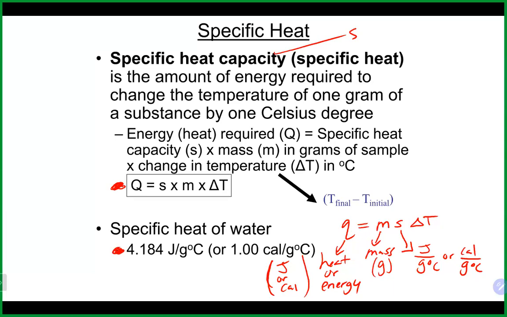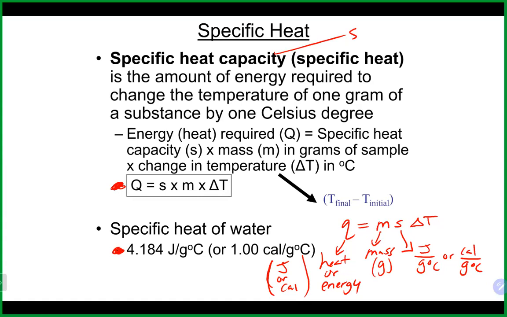People oftentimes will confuse, when they use this formula, Q and the specific heat capacity. So Q, which is heat or energy, should have just 1 unit, either joules or calories. And the specific heat capacity should have 3 units associated with it. So that's a very common thing that people mess up on.